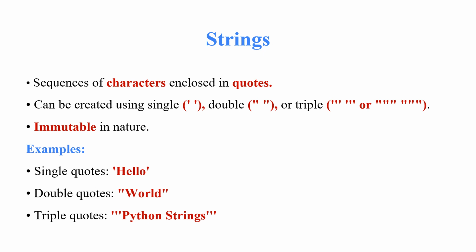Hello everyone. Today we are going to discuss Python strings. A sequence of characters enclosed in quotes is called a string. We can create a string using single quotes, double quotes or triple quotes. Generally, strings are immutable in nature. Here we can observe a few examples with single quotes, double quotes and triple quotes.